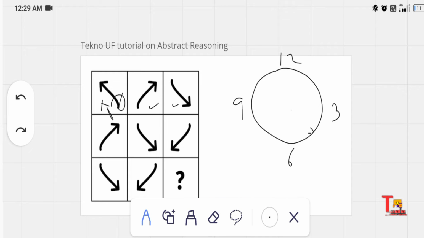So in the third row, the first element is facing the direction between 3 and 6, and in the second box of the third row the arrow is facing towards 9 to 6, and this is also rotating clockwise and making an angle of 90 degrees. So in the next box the arrow obviously will face towards 9 to 12, right?